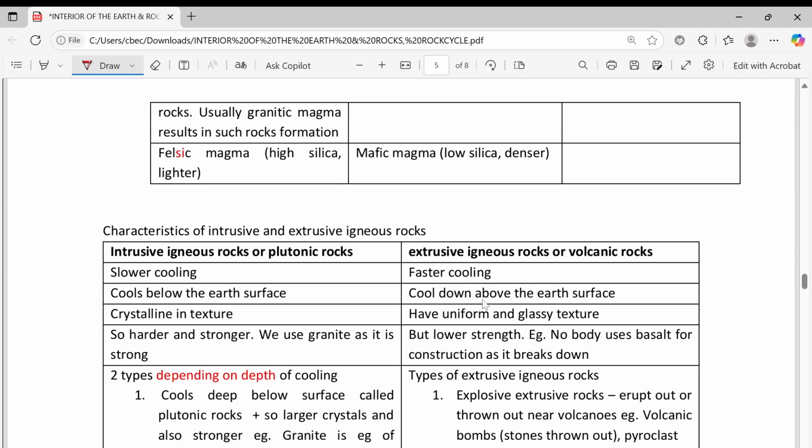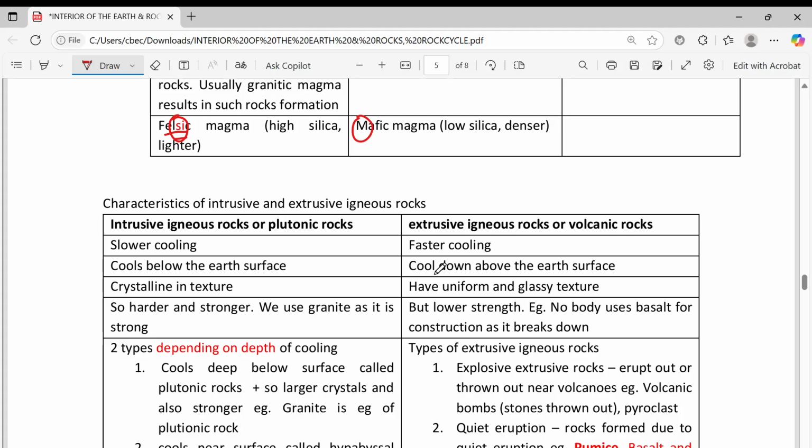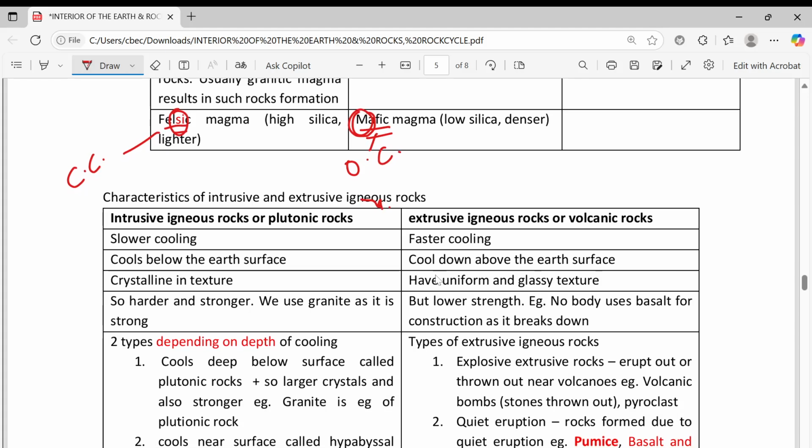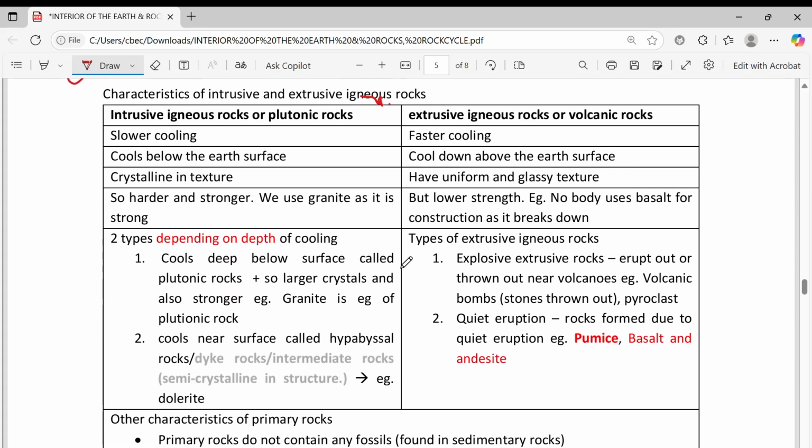We call granitic magma felsic. Silica is light, magnesium is heavy and dense. This we discussed in the last class also. Felsic rocks, mafic rocks: felsic rocks, which are light, we find in continental crust, whereas mafic, with magnesium, we find in oceanic crust. These two together form the crust. Oceanic crust is denser because of magnesium. I already told you these characteristics.